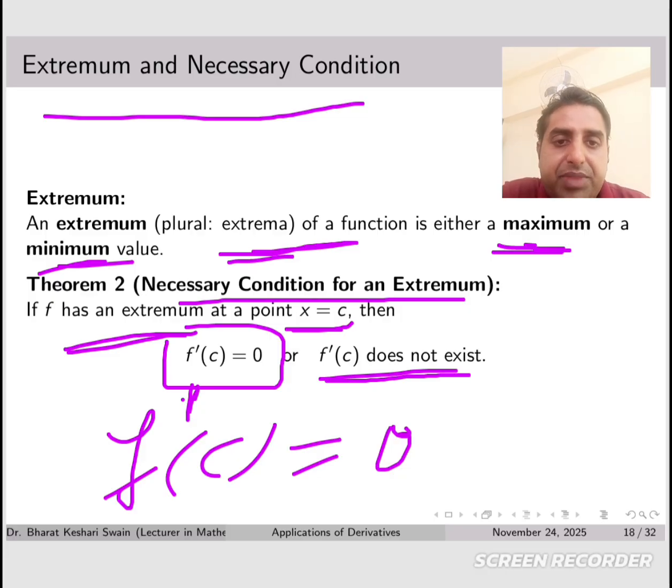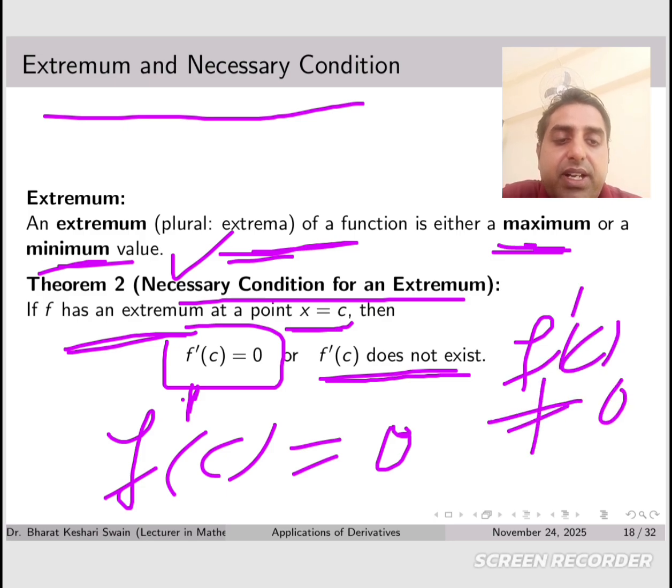Okay, so this is the necessary condition. If f dash c is not equal to 0, then f has no extremum. If you take the contradiction of this statement, suppose we write f dash c not equal to 0, then we can say also f has no extremum.